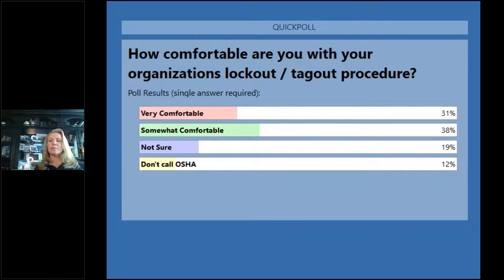Okay, we got pretty much all the votes in. What we're seeing is 31% are very comfortable and 38% are somewhat comfortable. We have about a third that aren't really sure or definitely don't want us to call OSHA.